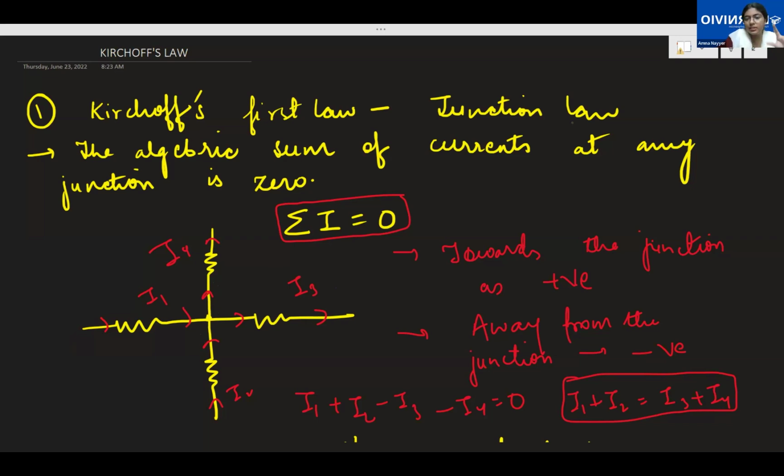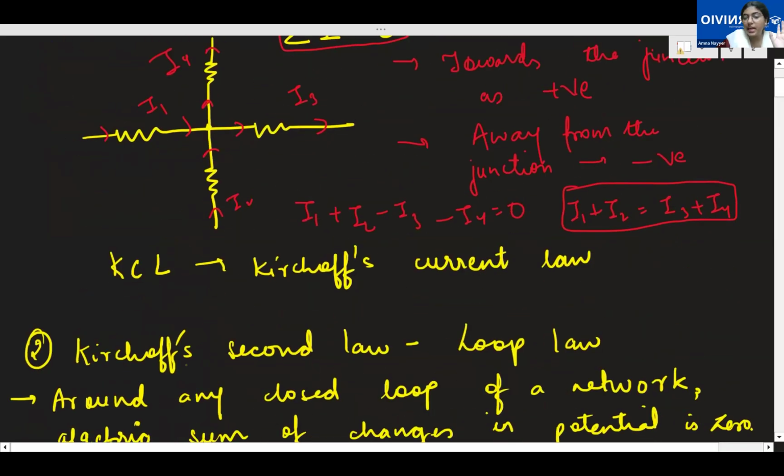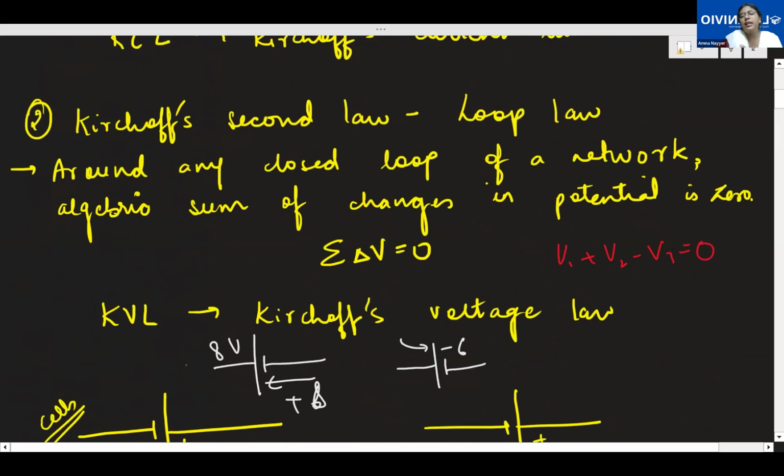So towards the junction, let's say one current is positive. So I1 plus I2 will be equal to I3 plus I4, or you can say I1 plus I2 minus I3 minus I4 is equal to 0. Or you can shift the negative terms on the opposite side. Okay, that is the first law. That is KCL, Kirchhoff's current law. Second is the voltage law. That means the net voltage is 0.